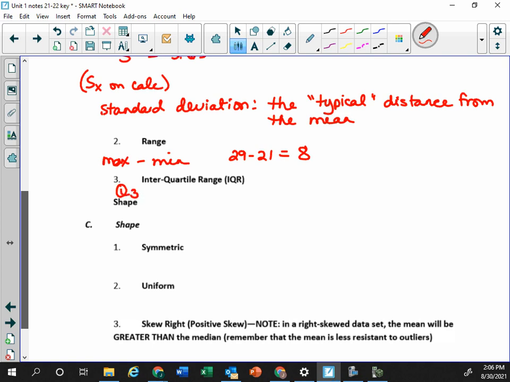So look back at the calculator where we just had those one variable stats. What was your Q3 and what was your Q1? Yeah. Q3 was 28, Q1 was 22. Perfect. So 28 minus 22, your IQR was 6.